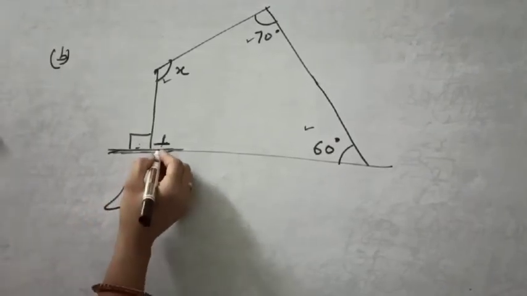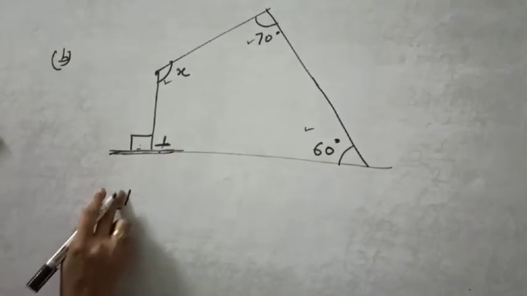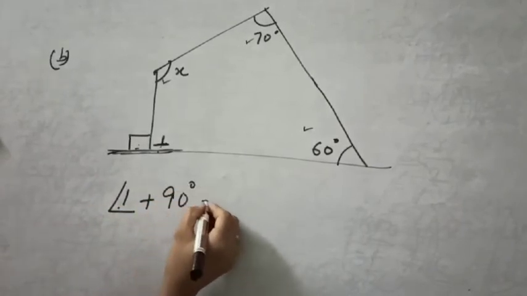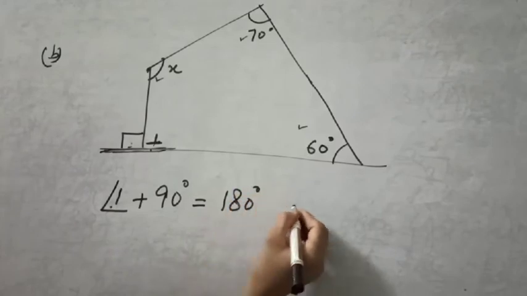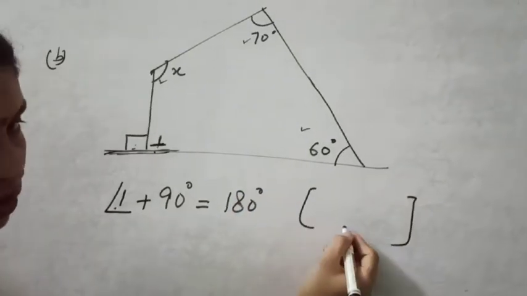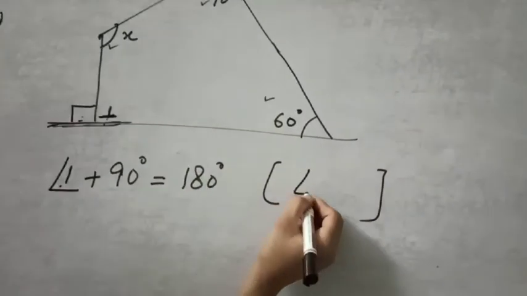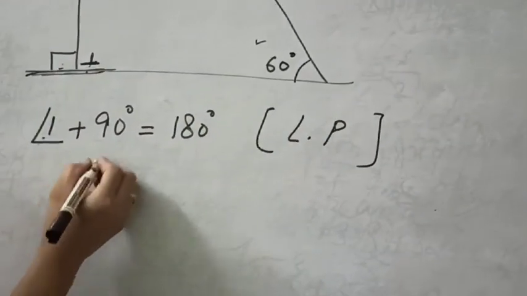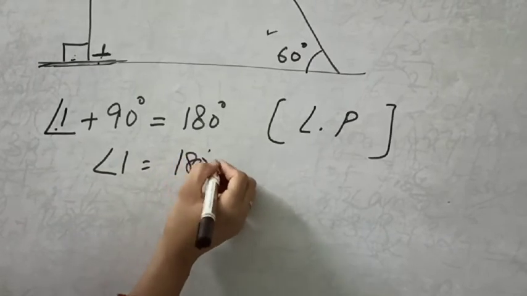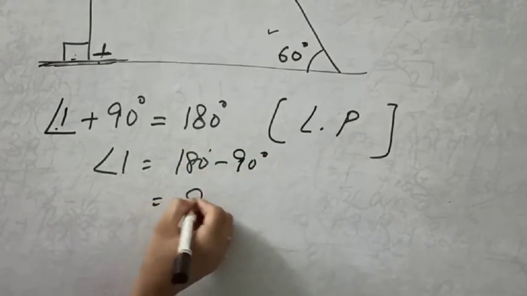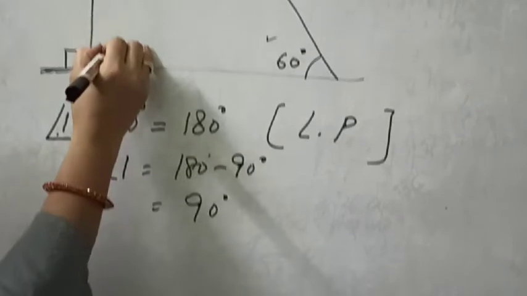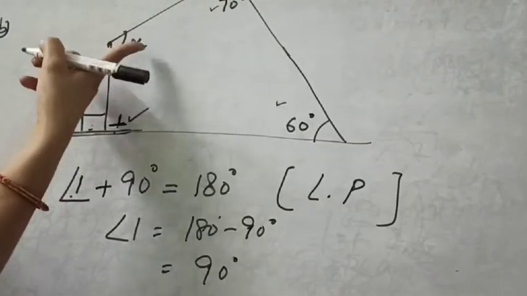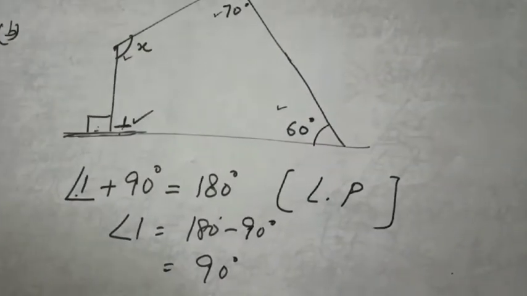Now angle, I'll start with this only. Angle 1, this angle sign must always be there. Angle 1 plus 90 degree is equal to 180 degree. And the reason, I was talking about this also, that reason must always be written. And you can use in short LP, which means linear pair. So angle 1 is equal to 180 minus 90 degree, and it's 90 degree. So now you have calculated this angle also. Now out of 4, you know 3 of them, only 1 is left, so you can use your ASP.